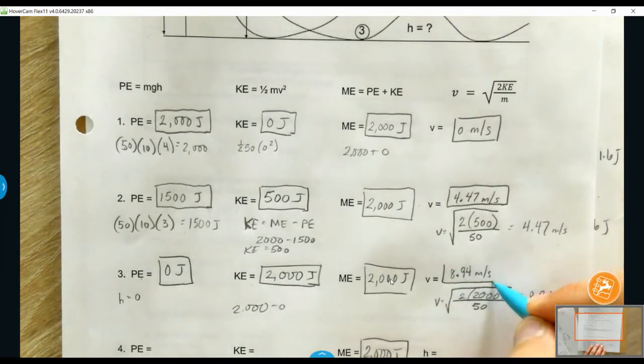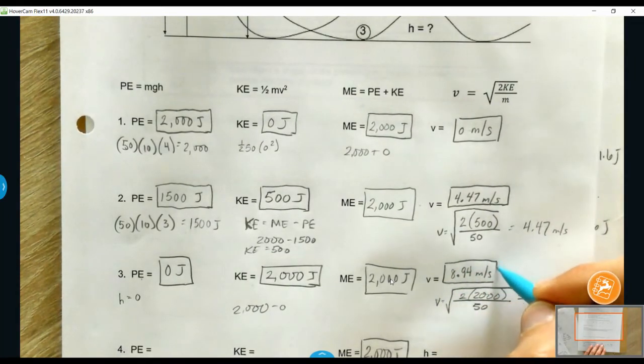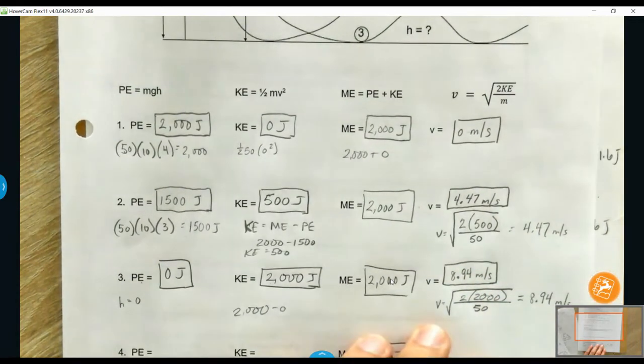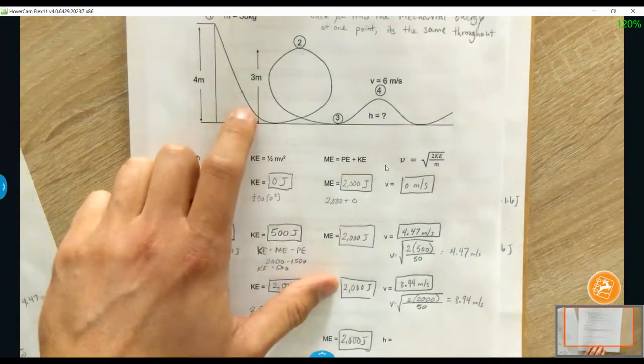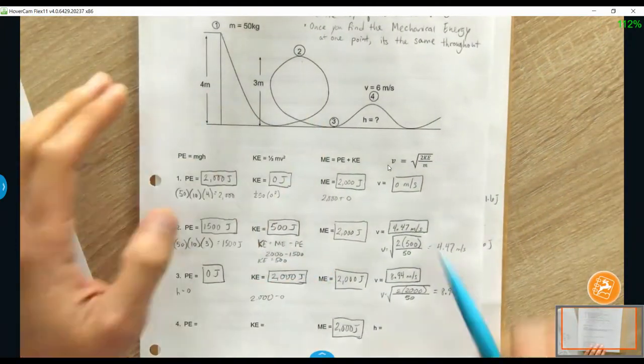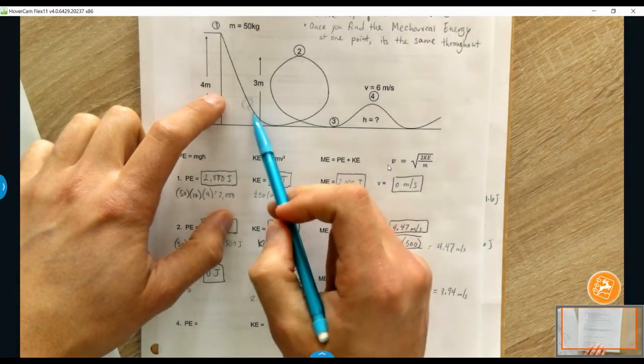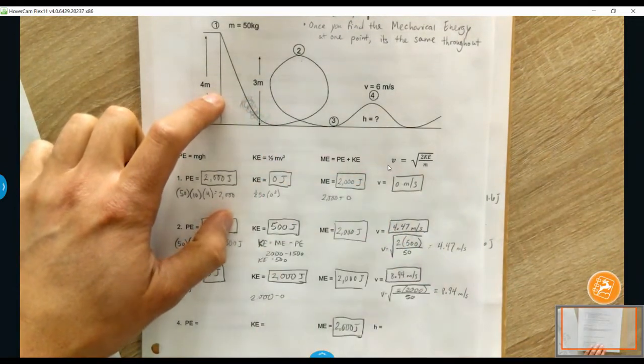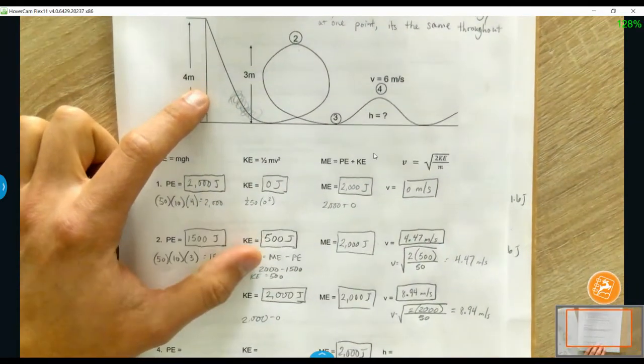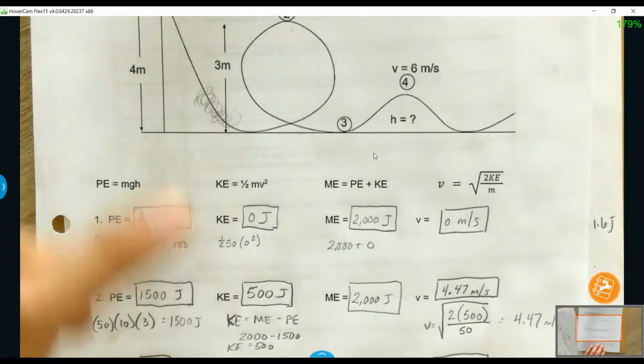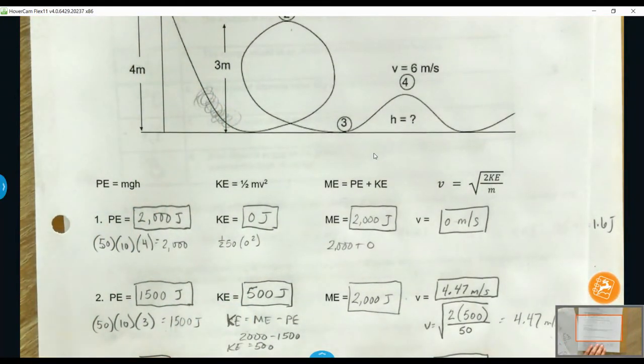Now, do you guys think that should be the fastest point? You think at 3 it's technically the fastest, or would it be somewhere over here in the squiggles? Well, for this level of physics, when all the energy is kinetic and potential is 0, it's going to be the fastest.